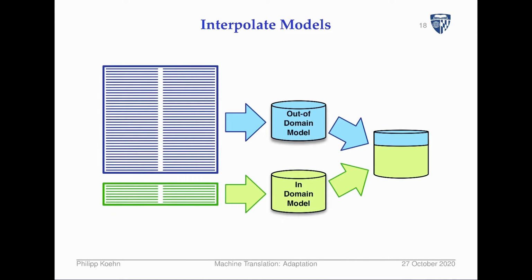You can do this on the data side. You can also do this on the model side. So you can train a model just on the out-of-domain data and a model just on the in-domain data, and then combine their predictions. Think about the ensemble decoding methods that we talked about during decoding. So each of these models makes predictions, and you can just give a preference to the in-domain model's prediction somehow.